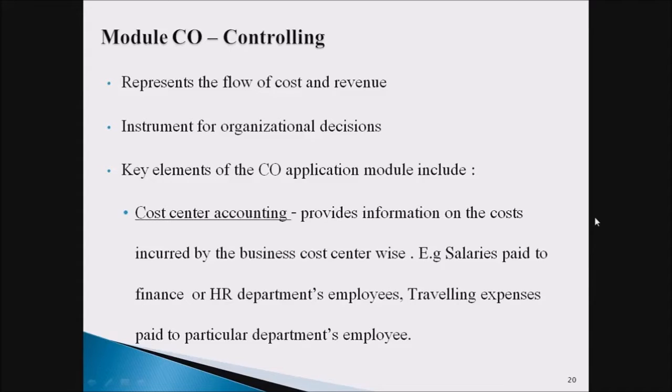What is your objective here? When I need information cost center-wise. A cost center is a department again. For this department, what are the expenses which I have incurred? How can I get it? I cannot depend on my profit and loss account, because the profit and loss account will give me only the total picture, not the picture division-wise. Like I have given you a small example here: salaries paid to finance or HR department's employees, or traveling expenses paid to a particular department's employees. How do I get it? My profit and loss account doesn't give me that information. I have to depend on my cost center accounting.